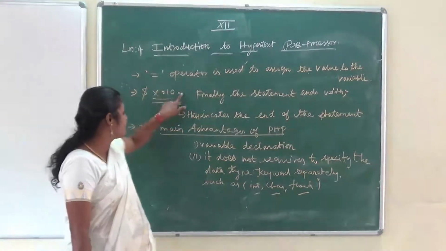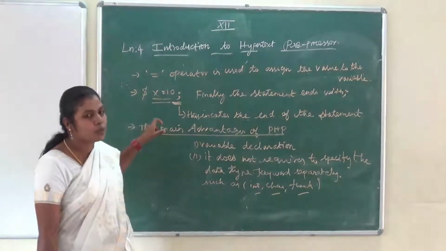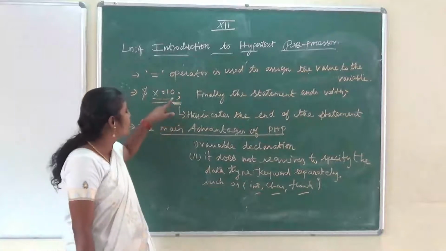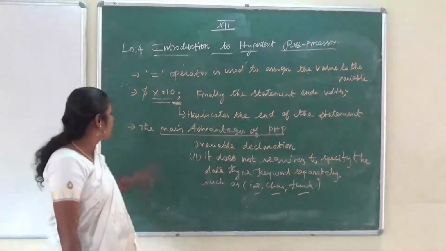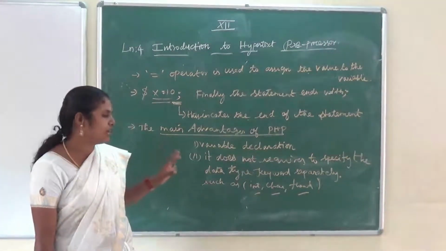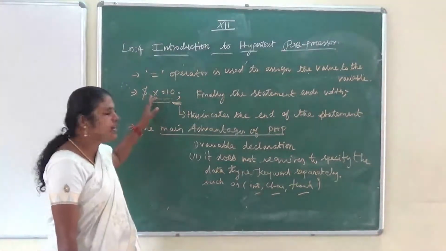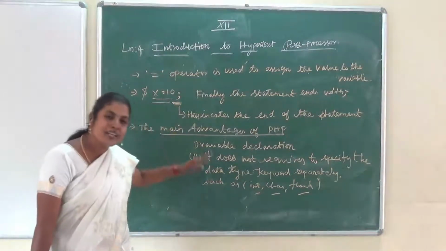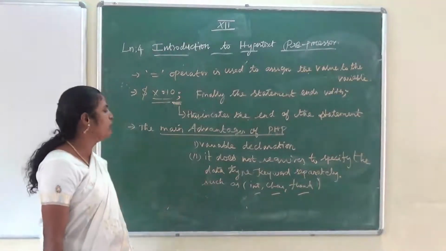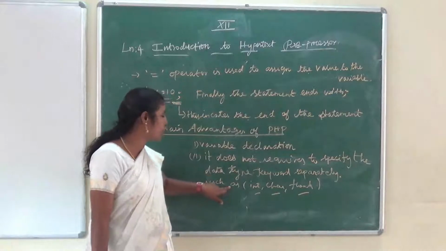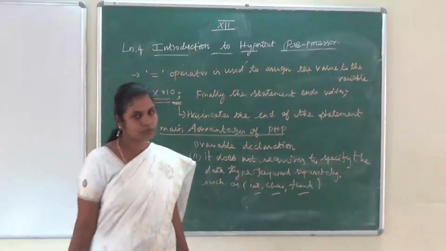Next one, here we see the terminator, no? Each and every statement inside a PHP program terminates with the terminator. This indicates the end of the statement. Next one, the main advantage of PHP is variable declaration. When we declare the variable, no need to specify any data type. Based on the value, the program can understand what data type we gave. For example, data types are integer, character, float, boolean. These are the data types.